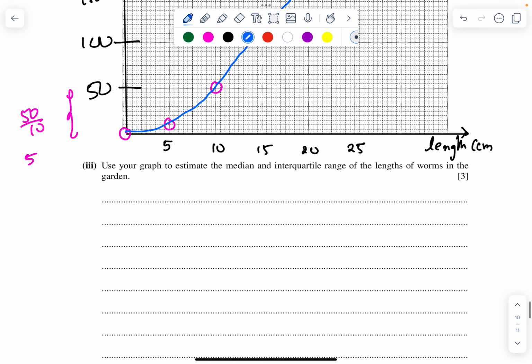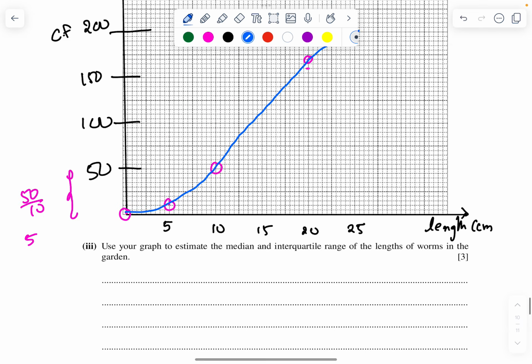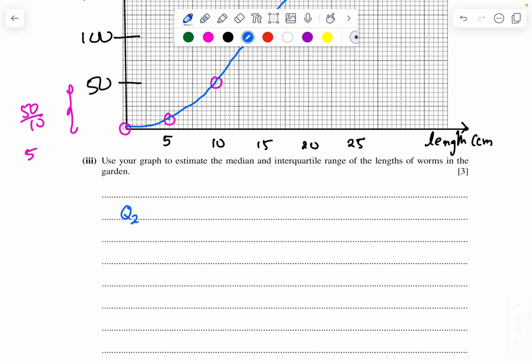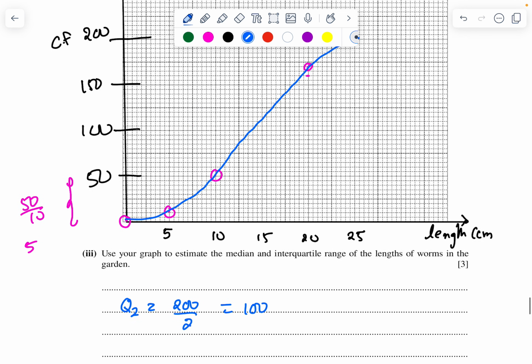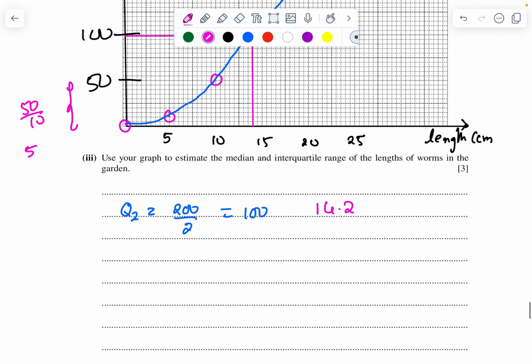Use your graph to estimate the median and the interquartile range for this. So median is nothing but what? For median, 200 divided by 2, which is going to be 100. So from 100, draw the line, hit the graph, and drop it down. So this is approximately 12, 13, 14, 14.5 or 14.2. 14.2 is going to be the Q2.